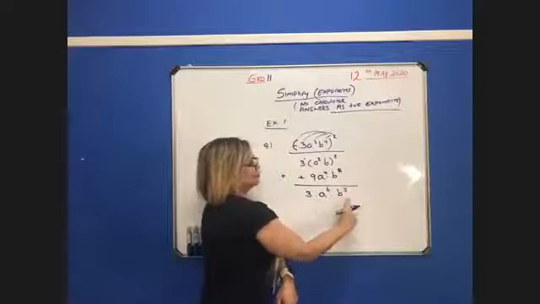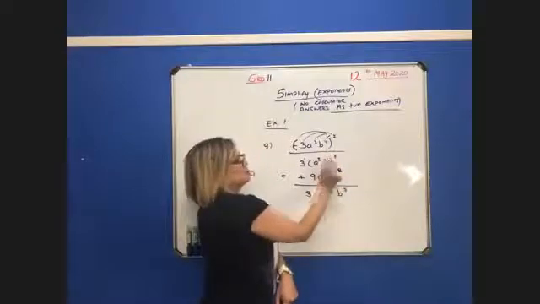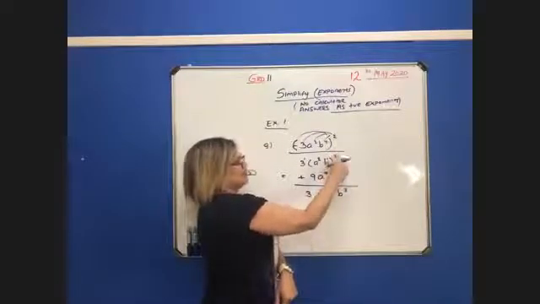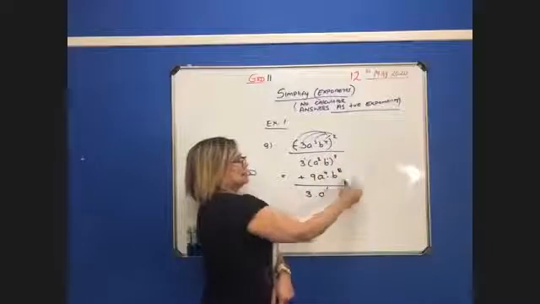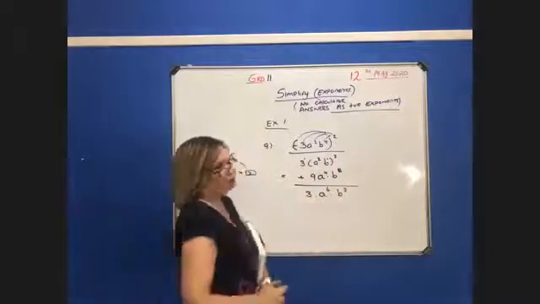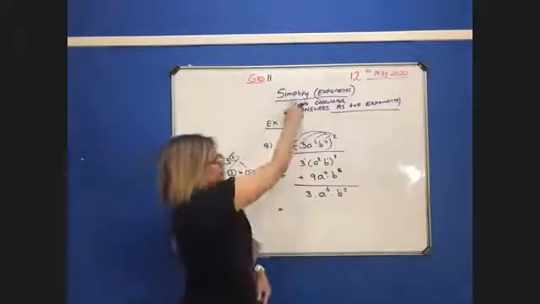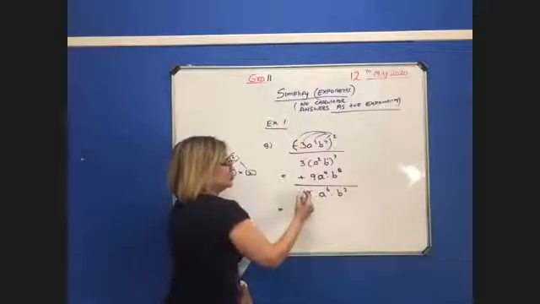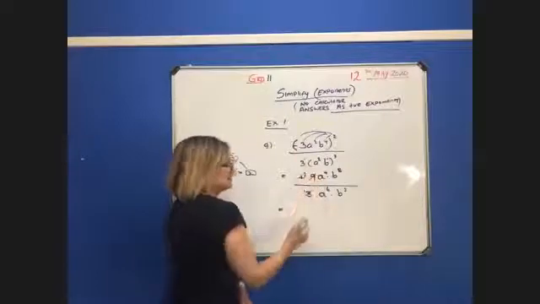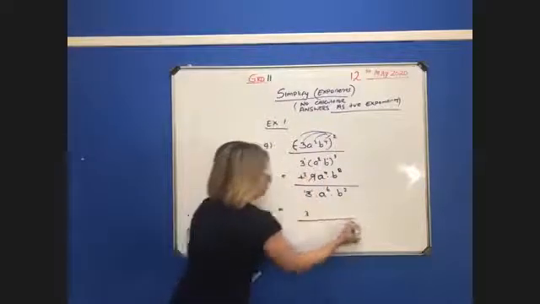Why b to the 3? Because the b has an exponent of 1, and 1 times 3 is 3. Now, if you leave your answer like that, you will not get full marks. You've got to simplify. Remember, 3 divides into itself once. 3 goes into 9, so we have a 3.